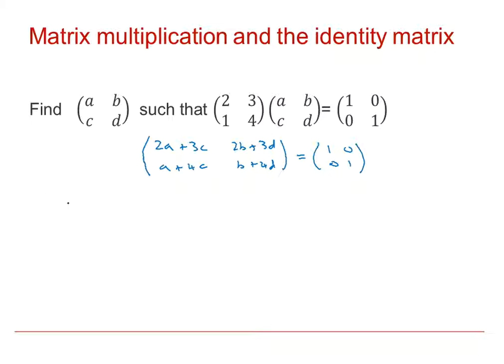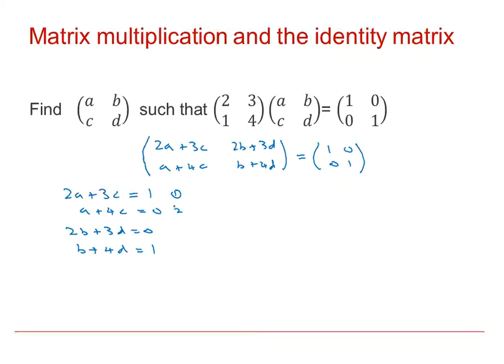So if we pick out corresponding elements, the first element would need to be 1, and if we pick out the element underneath it, a plus 4c would need to be 0, and then the top right element, 2b plus 3d would need to be 0, and b plus 4d would need to be the 1.